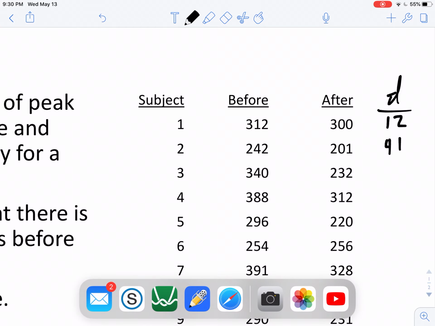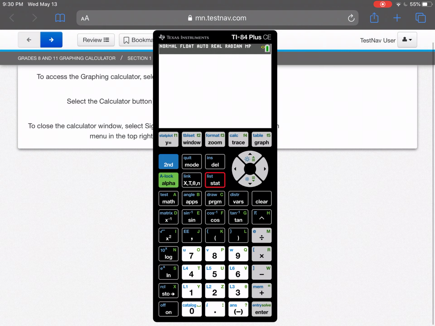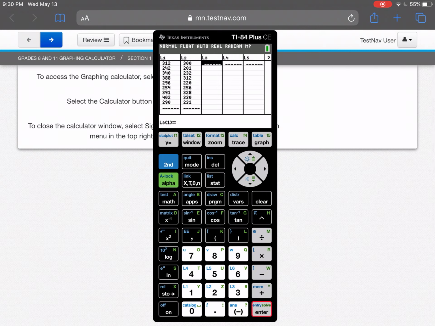I'm going to do that on my calculator, so I'm going to go to a data set. I already have this in my calculator. You can put this into L1 and L2 on your own. Then I'm going to create the difference list in L3. For L3, I'm going to do L1 minus L2, and hit enter. And this will give me those differences.